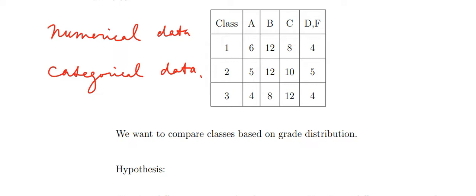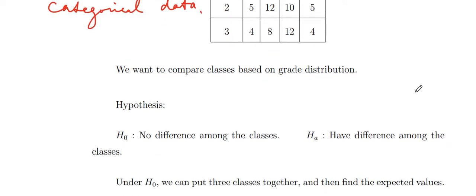So the question is the same. If we have three classes, we want to compare and check whether they are the same or not the same, whether they have a difference or no difference, right? So here this data is categorical data. We have categories like A, B, C or D, and then put those numbers in each category. So the hypothesis H0 is same, no difference, and HA is maybe have some difference.